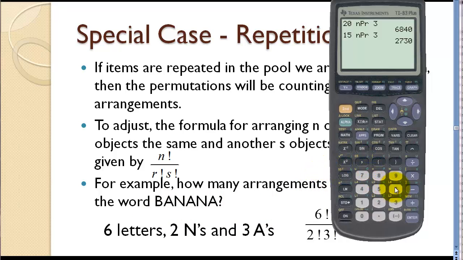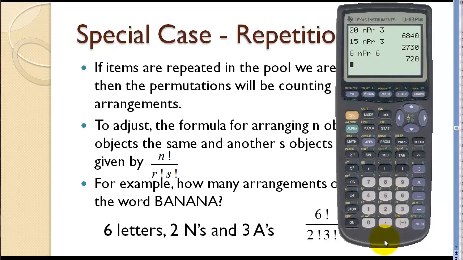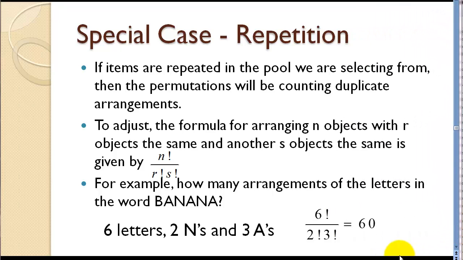If this had been a 6 letter word and none of the letters were repeated, this would be a 6, and then Math, Probability, nPr, and we would say, let's say we're using all 6 letters each time, we would have 720 possible arrangements. So because of the duplicated letters, there are fewer arrangements that we can make.